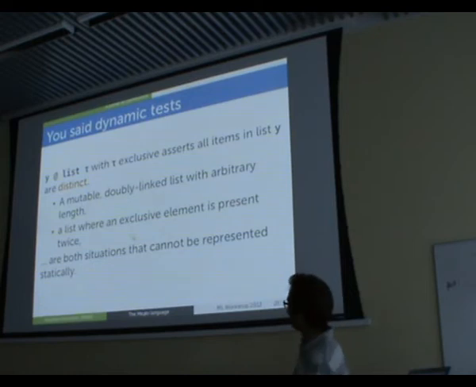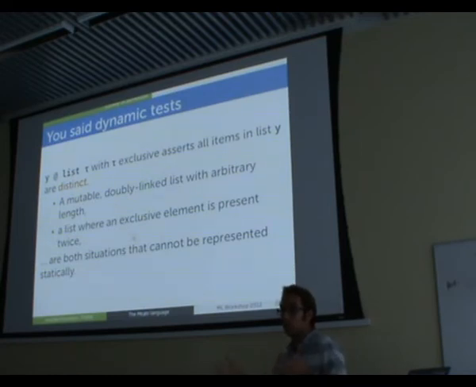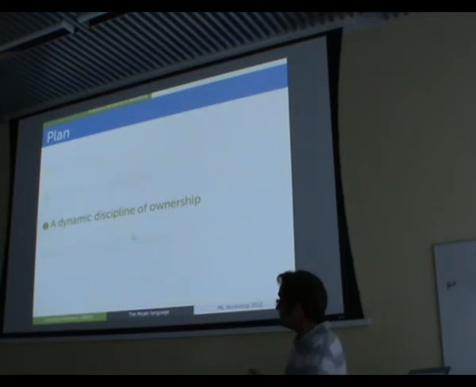That's purely a coincidence. So, of course, there are some patterns that you cannot express with that very simple mechanism of aliasing and points-to relationships. Examples are a mutable doubly linked list with arbitrary length, or a list where you have the same element twice. If you have the same mutable element twice in the list, there are two pointers to it. You can access it through two different paths. So that's not expressible in our static system. And that's precisely where we drew the line.